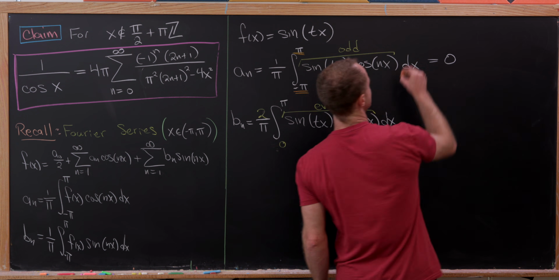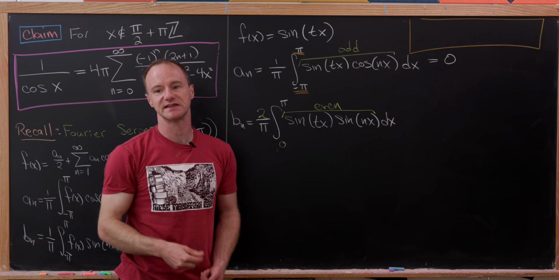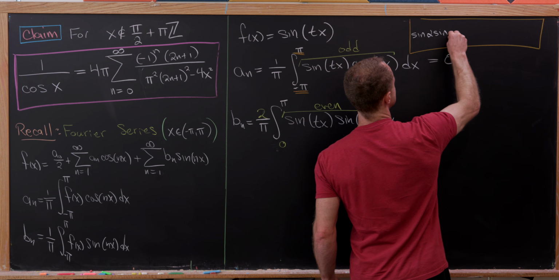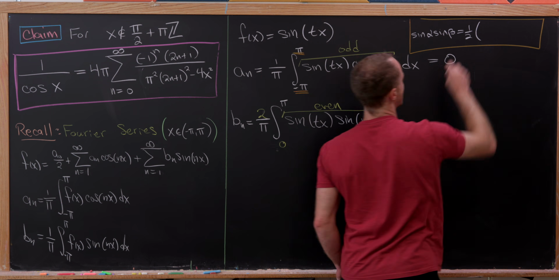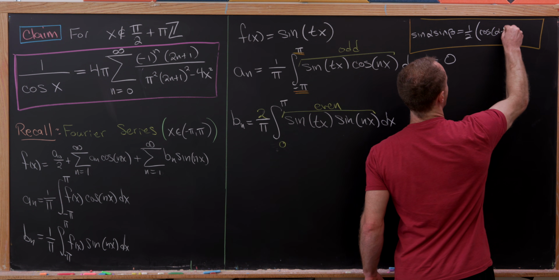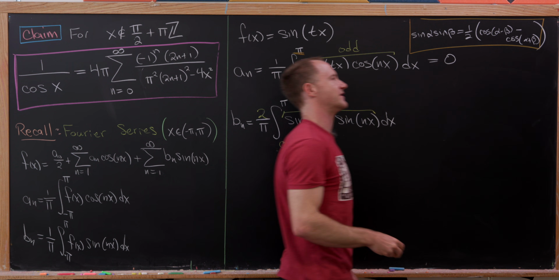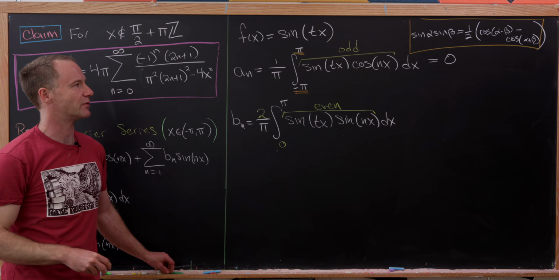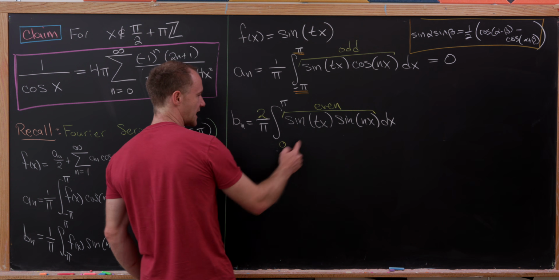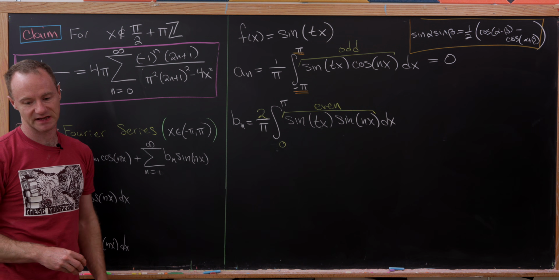Another simplification that we use is a so-called product to sum identity, in this case for the sine function. It goes like this: sine of alpha times sine of beta is equal to 1/2 times cosine of alpha minus beta minus cosine of alpha plus beta. I won't derive that; it's fairly easy to come up with. So let's apply that to this setup. Here our alpha is t times x and our beta is n times x.